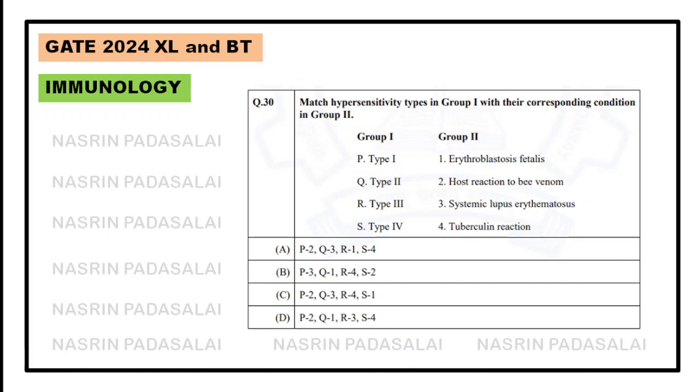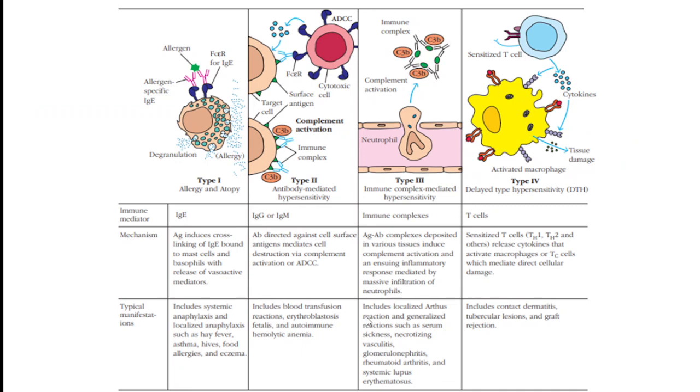So the next question. Let me tell you a few other examples also. This hypersensitivity is very important, friends. Type 1 means you need to remember the word allergy. Type 2 means it is antibody mediated. Type 3 means it is immune complex mediated, and type 4 is delayed type hypersensitivity. In type 1, IgE antibodies are involved. In type 2, IgG and IgM are involved.